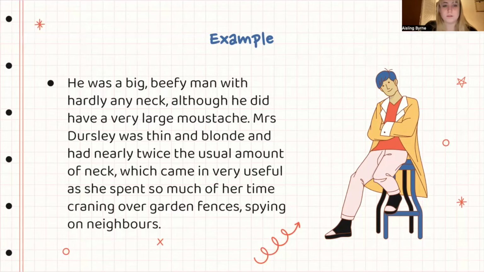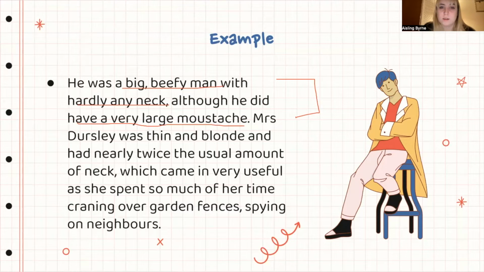Okay, so with this example here: he was a big, beefy man with hardly any neck, although he did have a very large mustache. So very large mustache, hardly any neck, and big, beefy man. Is there any actions here that could mean it's implied, or is this direct? I would say it's direct information because all we're really getting is a physical description of this person. So we know he's big, he's a beefy man, he's got very little neck, and he's got a big mustache on his face.